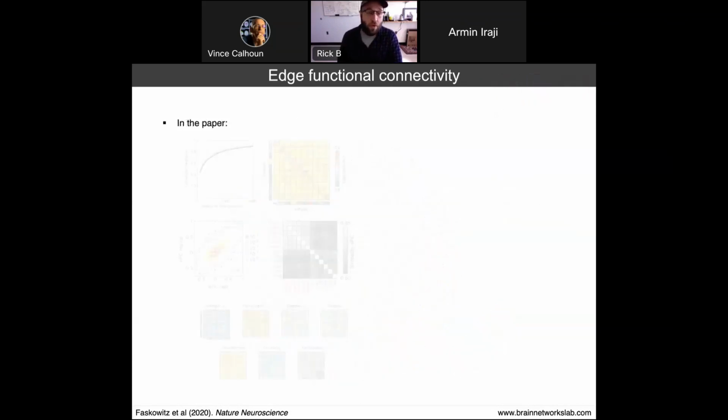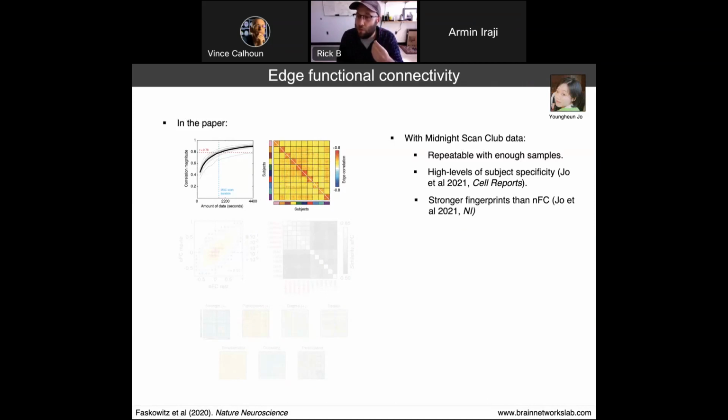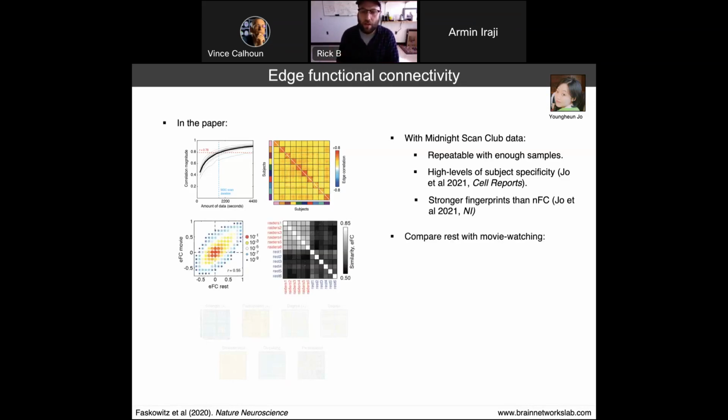So what do we do in this paper? Well, we do a lot. With Scan Club data, we show that edge functional connectivity is highly repeatable within individuals, as long as you have enough samples. My graduate student, Younghan Jo, showed that there is a high level of subject specificity, and that the fingerprint we could derive from edge functional connectivity actually outperforms the fingerprints derived from nodal functional connectivity, suggesting that something about this higher order edge level representation of a brain network reinforces subject level traits. It locks in subject level connectivity in a way that node connectivity does not.